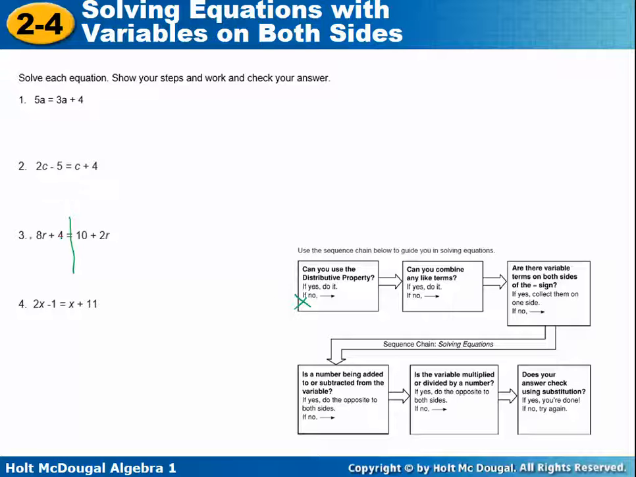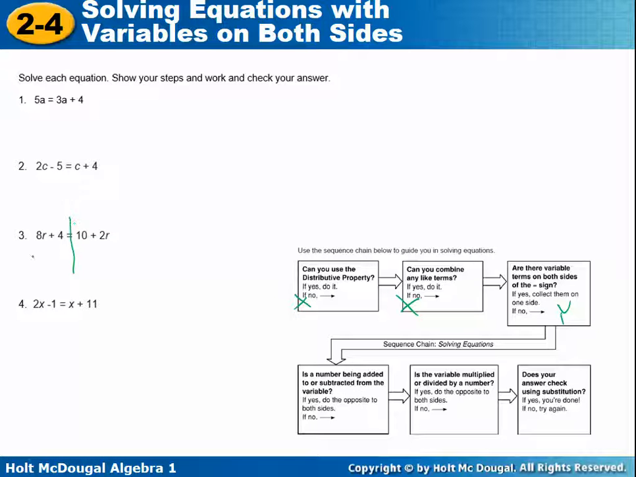8r plus 4, no, they're not like terms. 10 plus 2r, no, they're not like terms. Never combine like terms across the equal sign. That doesn't work. So we can't do that. So we're going to move on to this step here. Are there variable terms on both sides of the equal sign?